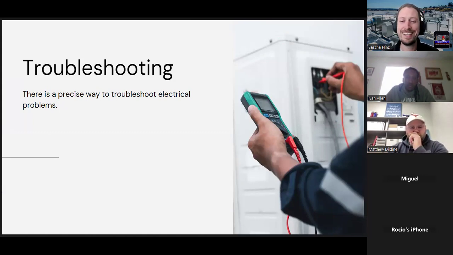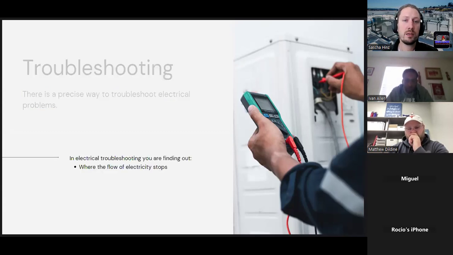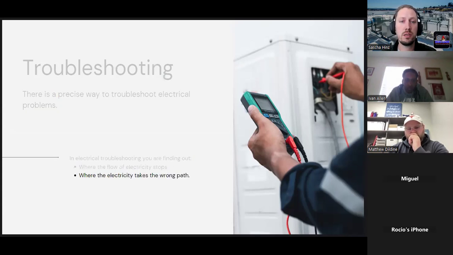So, all right, let's get into troubleshooting. The first thing to keep in mind is that there is a precise way to troubleshoot electrical problems, and it's not just hit or miss, or guessing. In electrical troubleshooting, what you're trying to find out is where the flow of electricity stops, where the electricity takes the wrong path.